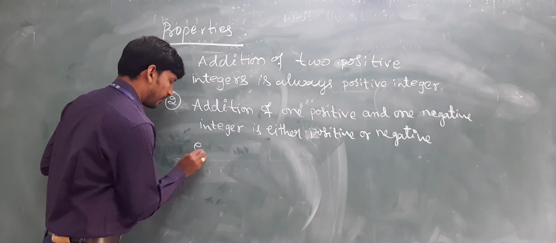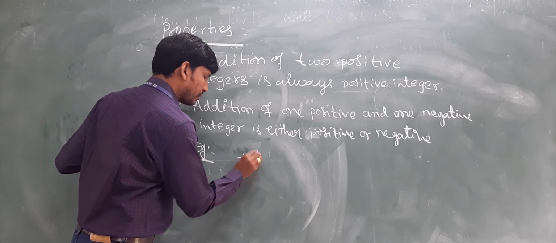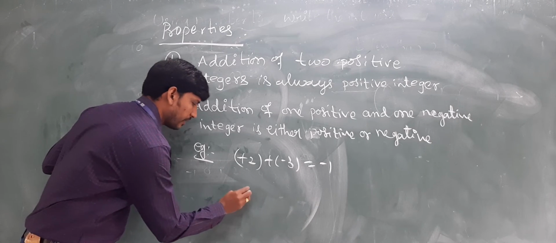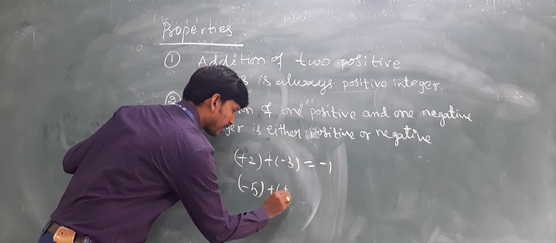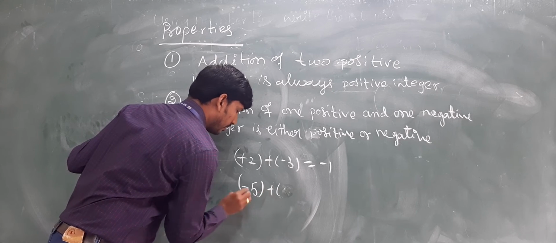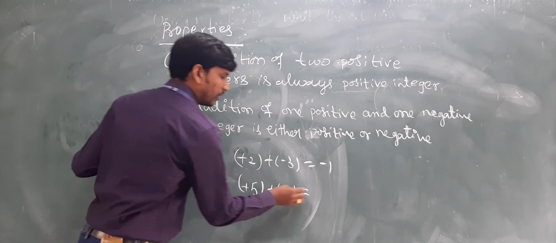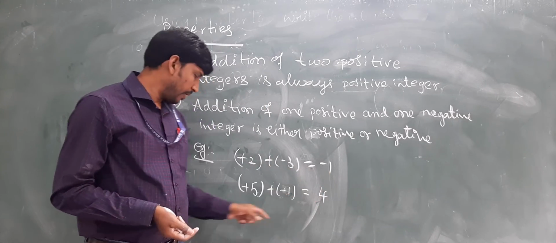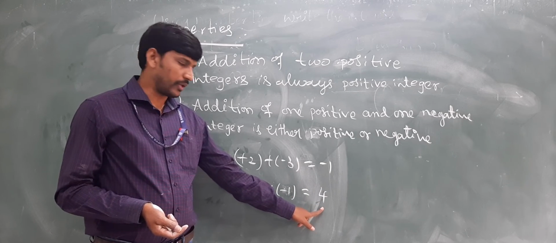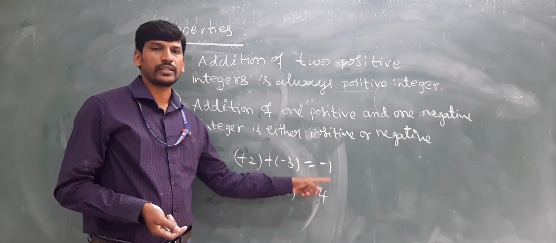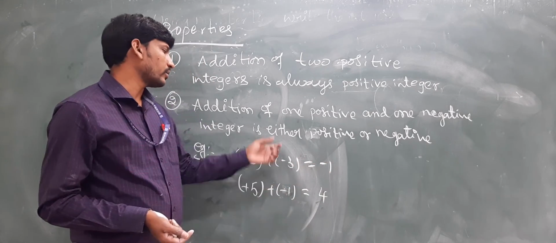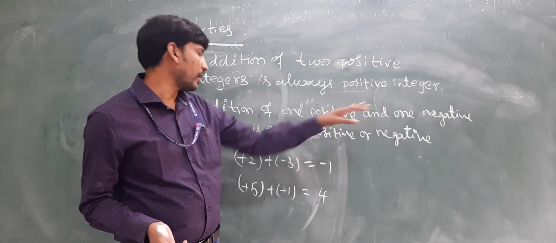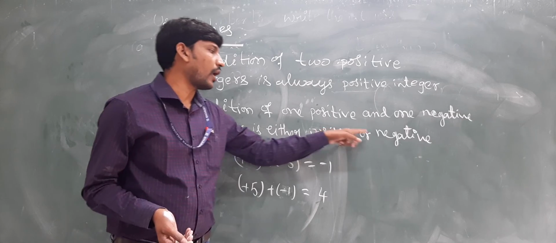So I give a small example. Plus 2 plus minus 3 is minus 1. The second one is minus 5 plus 1... sorry, plus 5 minus 1, which is equal to 4. See this here? Positive, negative, answer will be negative. Positive, negative, answer will be positive. Clear everyone? So depending on the value and sign, we should get the answer either positive or negative. Addition of one positive and one negative integer is either positive or negative.